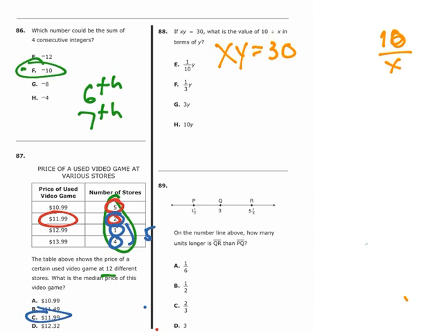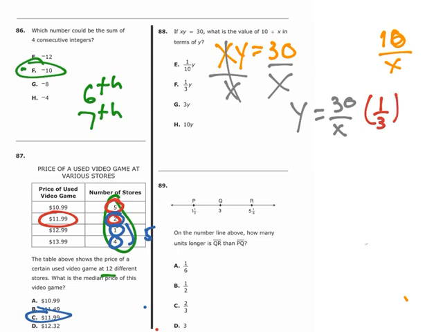Right, so I want a denominator of x. So I'm going to divide both sides by x. So I get y is equal to 30 divided by x. And I'm going to say, well, how can I get 10 divided by x? I could take a third of both sides. So on the left side, I get a third of y, and here I get a third of 30, which is 10, divided by x. All right, so that's done as a math teacher, right?